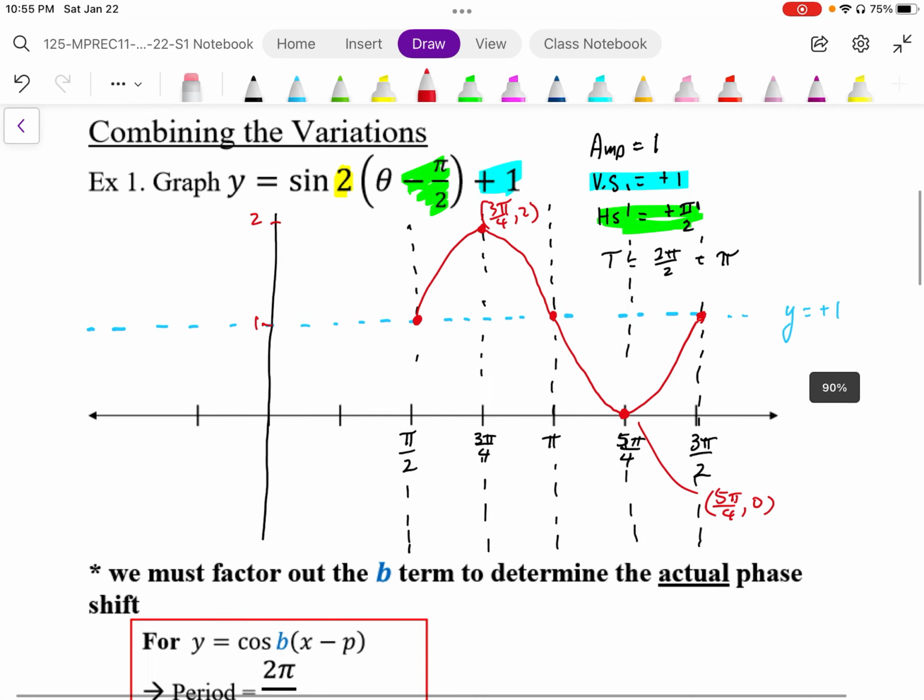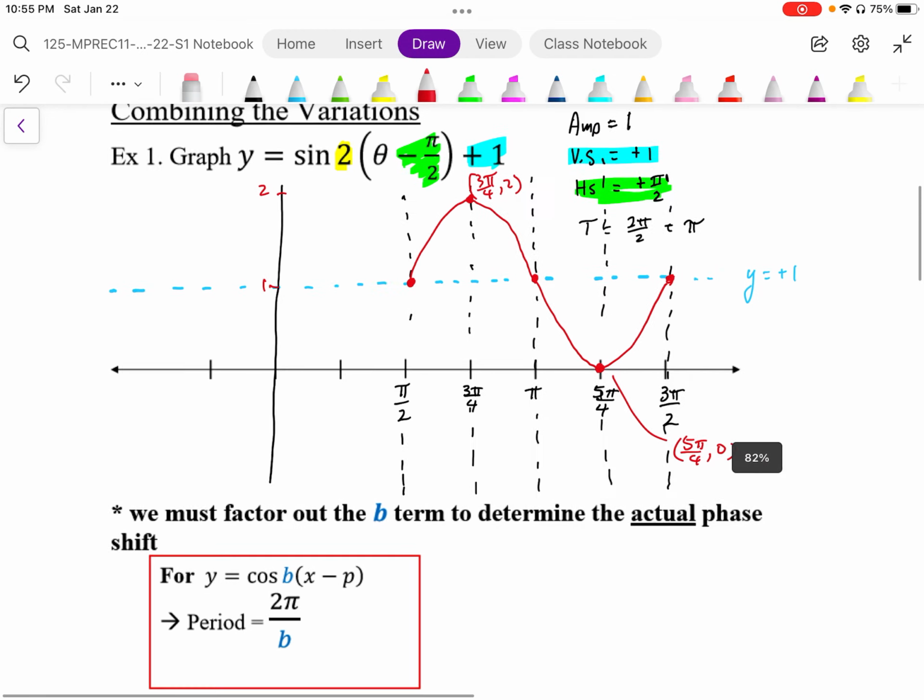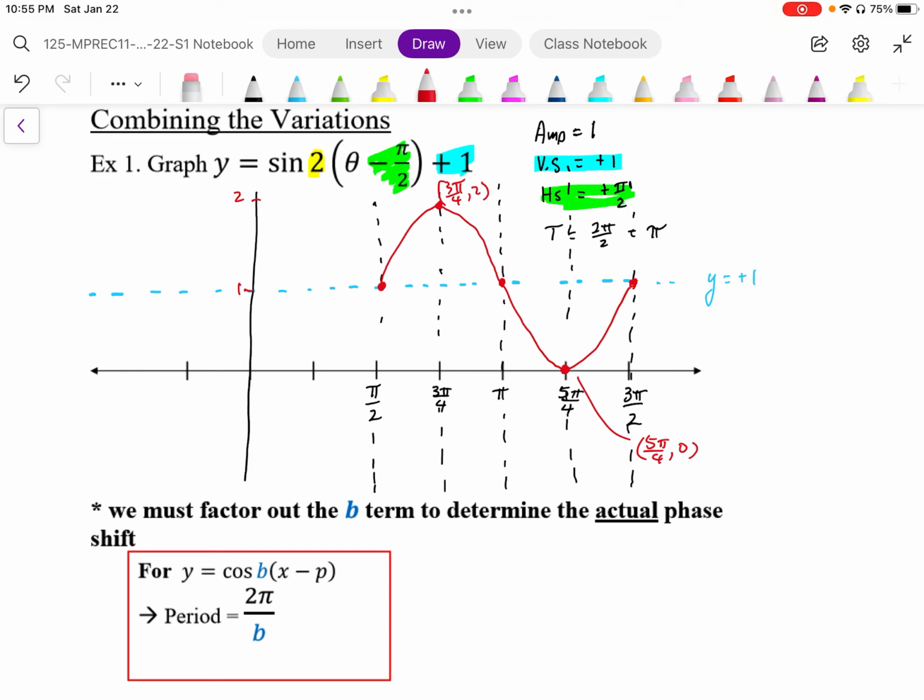So when we're doing this, it really is important for us to factor out the b term. And that allows us to isolate the true shift of pi over 2. Allows us to figure out the actual phase shift where we start from. So we will always want to work with the factored form. Okay, so I'm going to make a note of that. Use factored form. Okay, these are much easier when we do it with factored form.